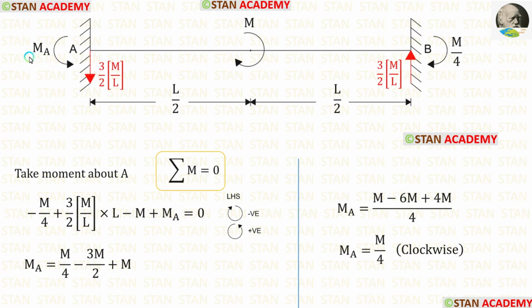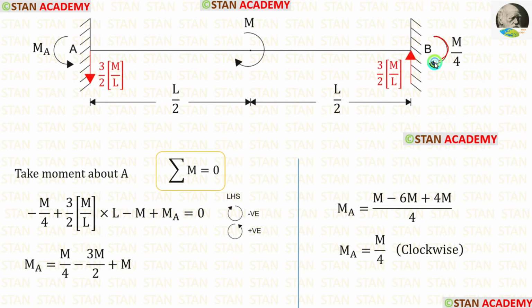Now we are going to find out MA. Let us assume that MA is acting in the anti-clockwise direction. To find out MA, I am going to take moment about A. In this case, I am moving towards left hand side. Clockwise will be negative, anti-clockwise will be positive.